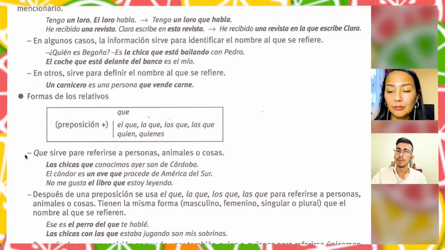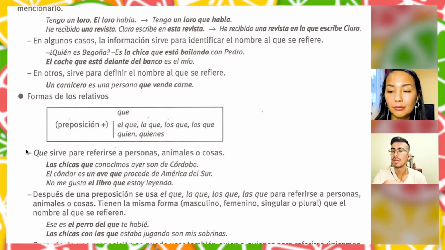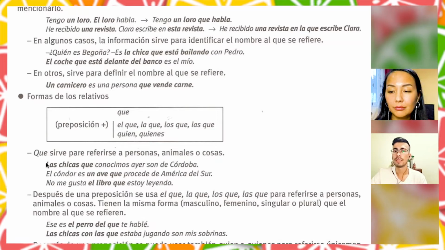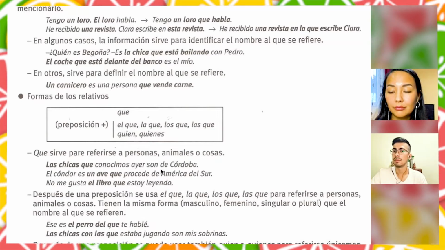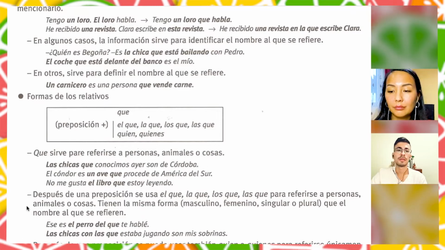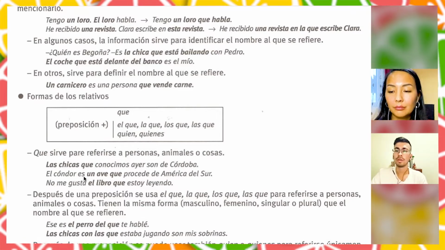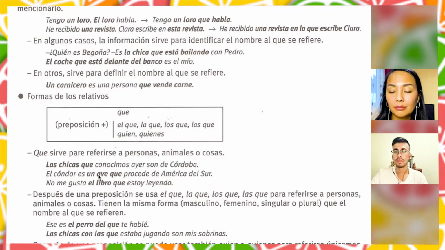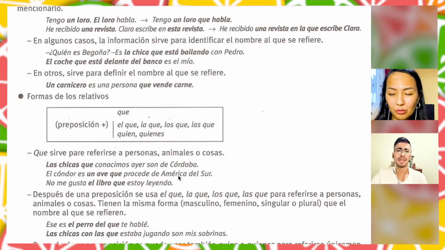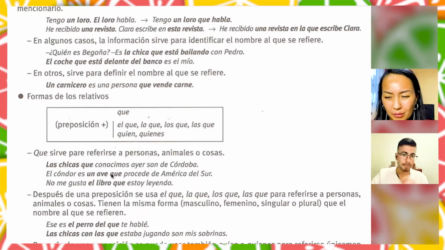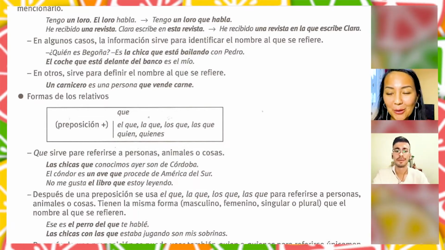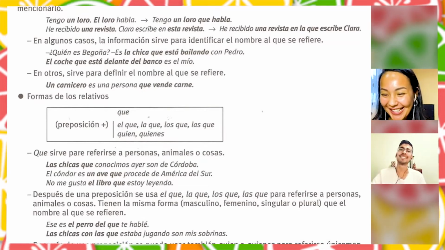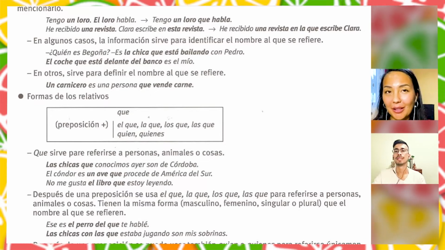So que we use to mention persons, animals, and things. For example, persons: Las chicas que conocimos ayer son de Córdoba. The girls that we met yesterday are from Córdoba. For animals: El cóndor es un ave que procede de América del Sur. The condor is a bird that comes from South America. Sorry, it's a bird. Beard, like hair on your face? No, bird, in the American way. Okay.